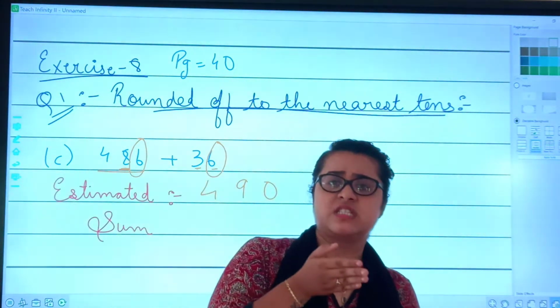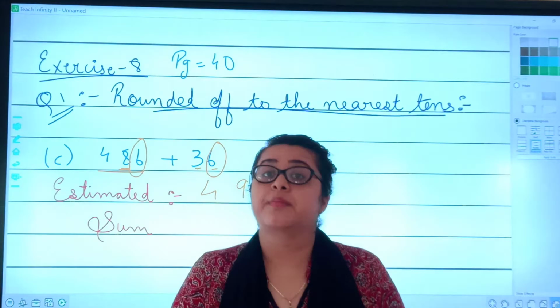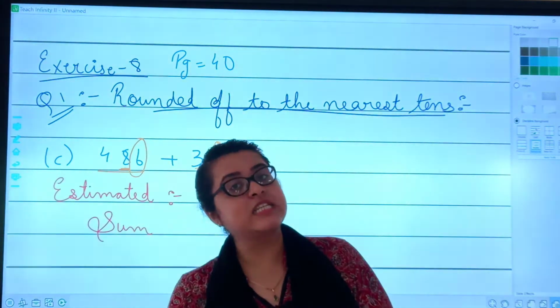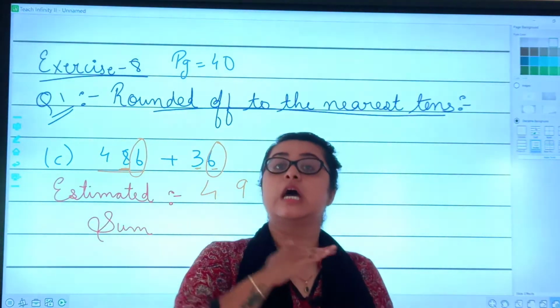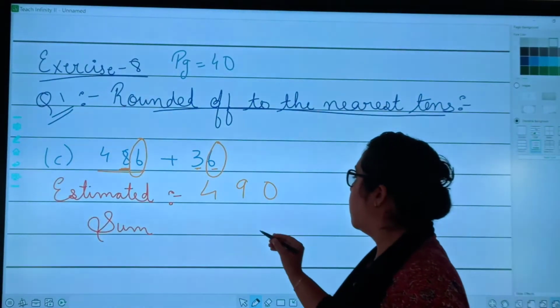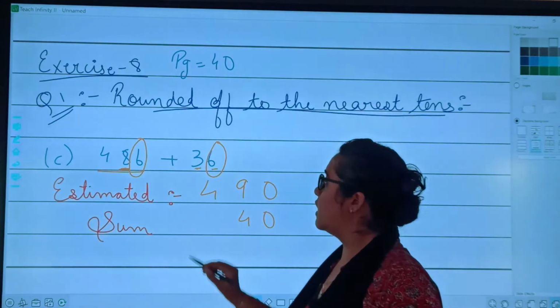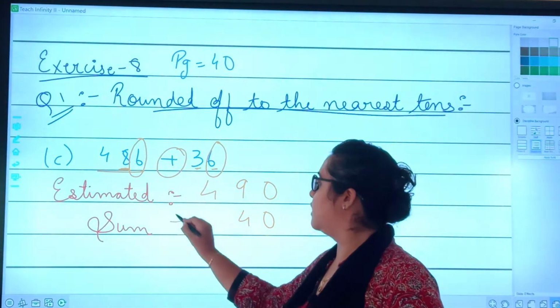क्या 6 5 से बड़ा है या छोटा है? Yes, 6 is greater than 5. So I will be rounding off this 36 to 40. Okay. Now we are supposed to add. So I will add it.